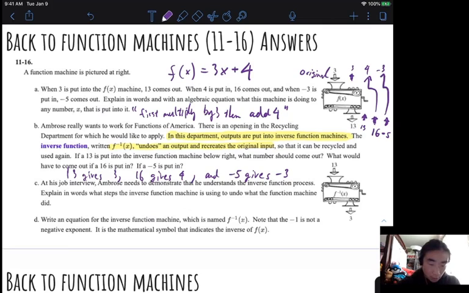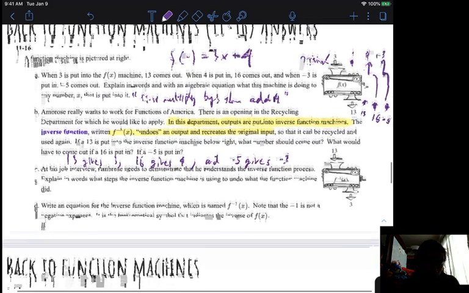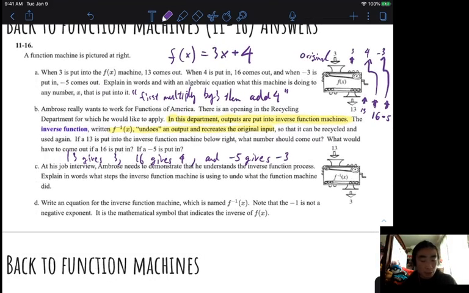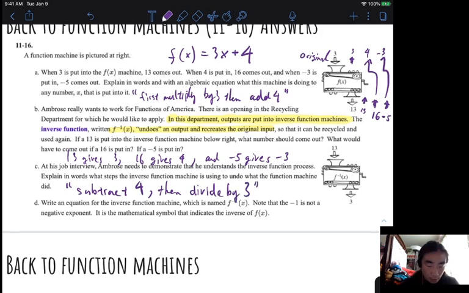So we'll do that once more. If we were to write out in words what steps the inverse function machine takes to undo the original, then for this one, because we added, we're going to subtract 4, then divide by 3. Notice that's going the opposite direction, and also undoing these operations. We added 4 last, so we start by subtracting, undoing that, and then we divide by 3, because the next step here was multiplying by 3.